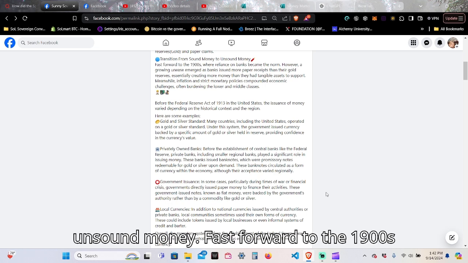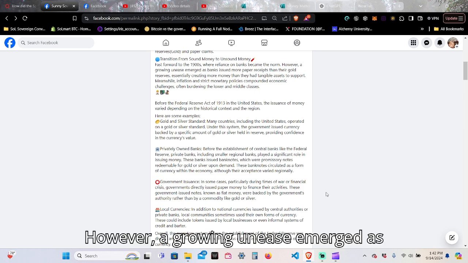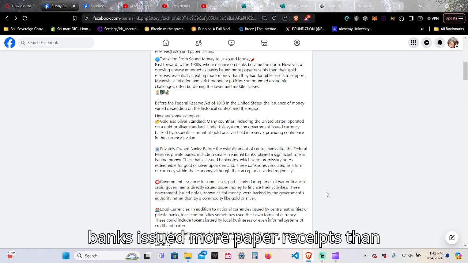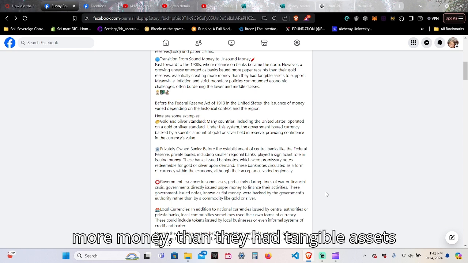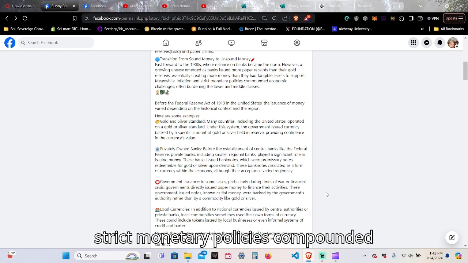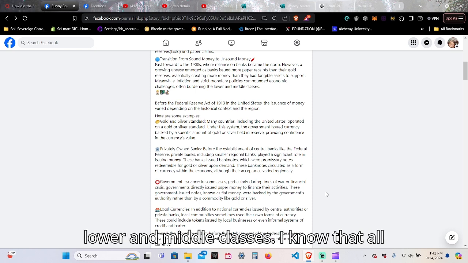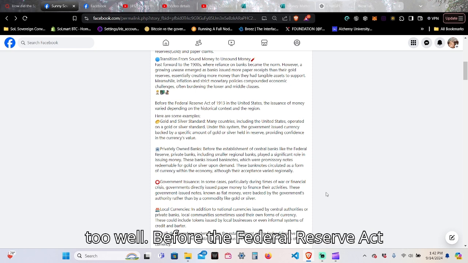Fast forward to the 1900s, where reliance on banks became the norm. However, a growing unease emerged as banks issued more paper receipts than their gold reserves, essentially creating more money than they had tangible assets to support. Meanwhile, inflation and strict monetary policies compounded economic challenges, often burdening the lower and middle classes. I know that all too well.